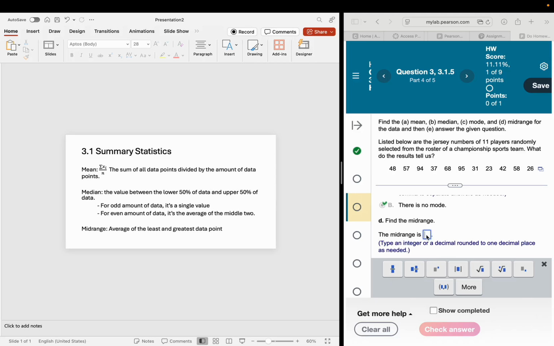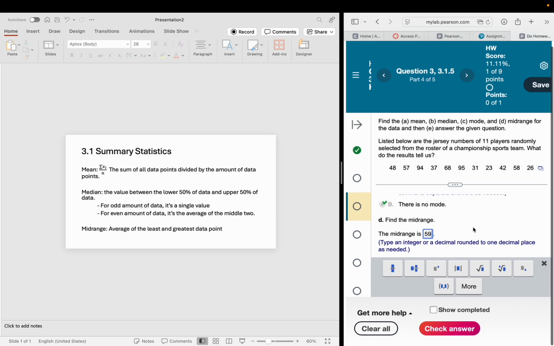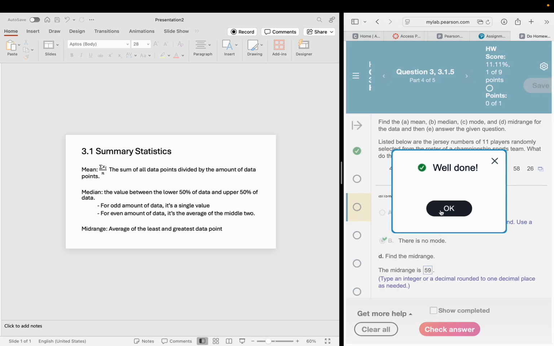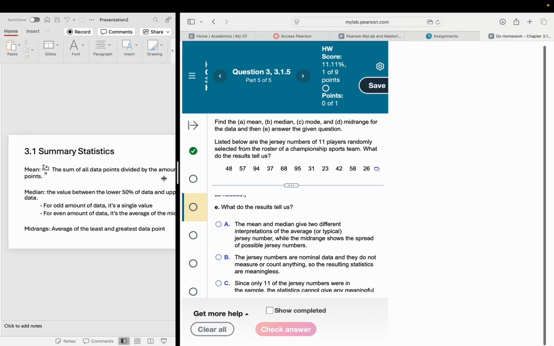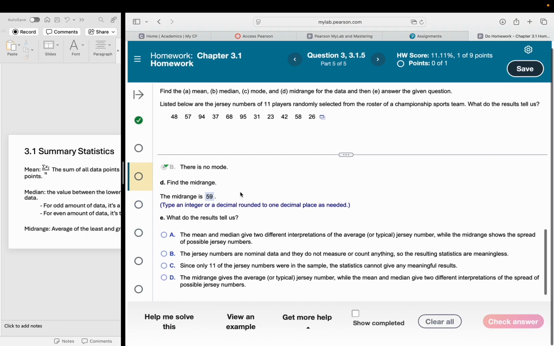So the mid-range, again, I got 59. You're just averaging the lowest and the highest. And there we go. All right. What do the results tell us?